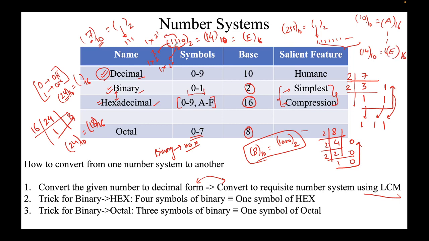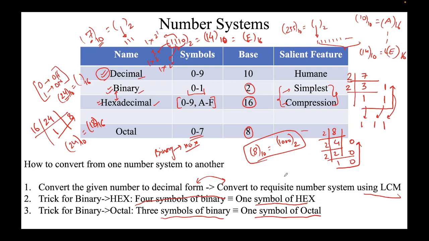So you see, the 4 symbols of binary correspond to exactly one symbol of hexadecimal. That's what I wrote here. 4 symbols of binary would mean one symbol of hexadecimal. Similarly, 3 symbols of binary will correspond to one symbol of octal. We'll see one more example here.